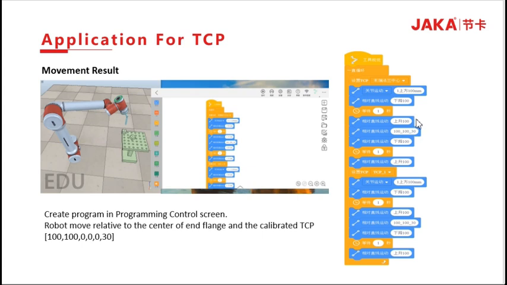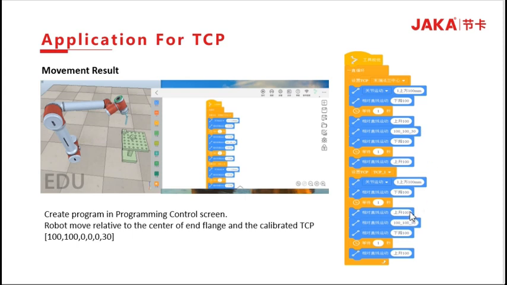Turn the TCP 30 degrees in the Z direction. Then move downward 100 mm with a relative linear motion. Wait for 1 second. Move upward 100 mm. Change the end flange TCP to TCP1 and repeat this operation. In this application, we program the robot first, then use the end flange TCP and the new TCP for relative movement.